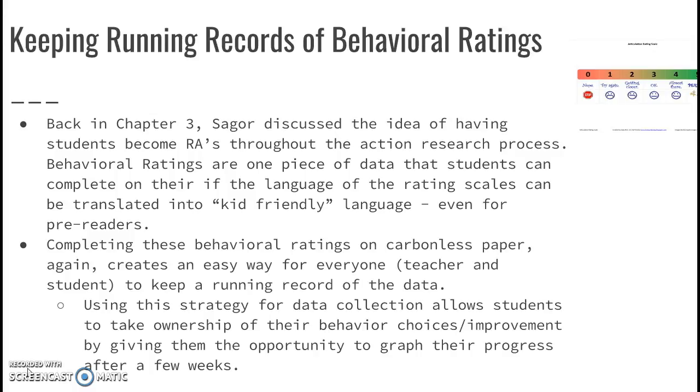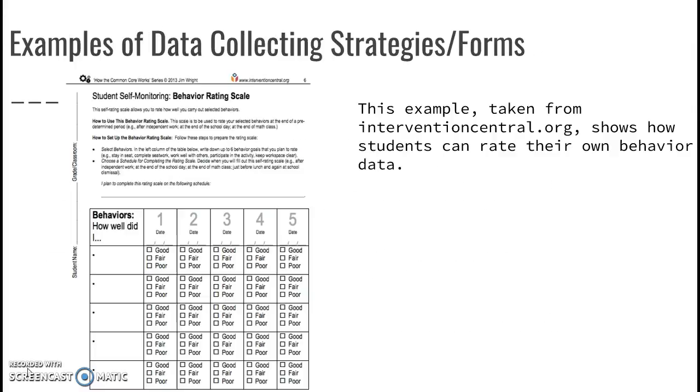So Jennifer is going to talk to you a little bit about some examples of different scales you could use. So the first scale that I have is a behavior rating scale, and I took this from interventioncentral.org, and it shows how students can rate their own behavioral data. So, like on the left where it says behaviors, you could list different behaviors students are showing, or whatever you're working on for that week or month or year. And the students can rate themselves based on if they did good, fair, or poor. This really helps the student take ownership and monitor their own actions.